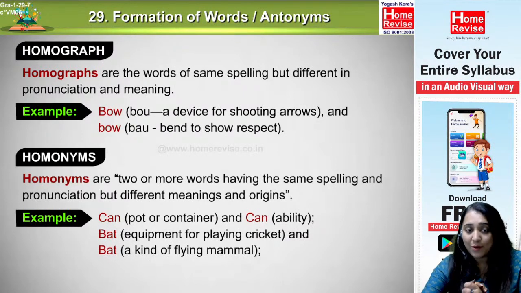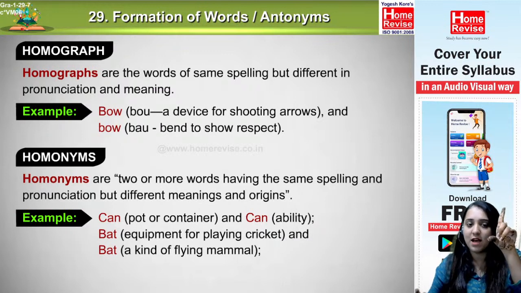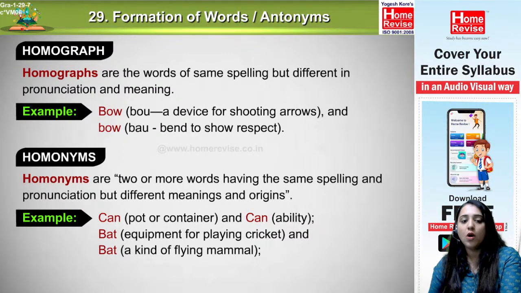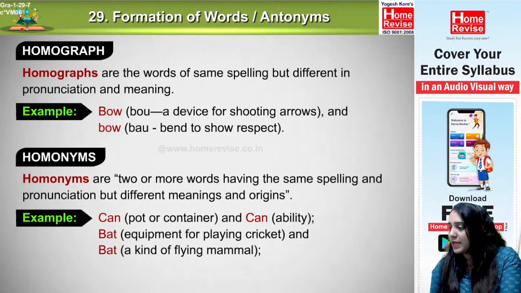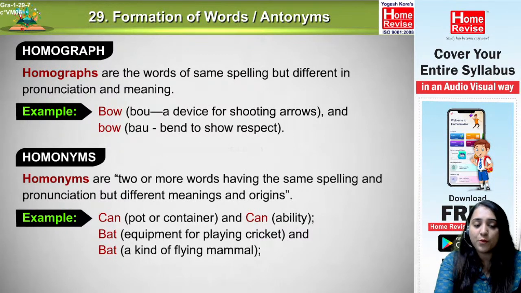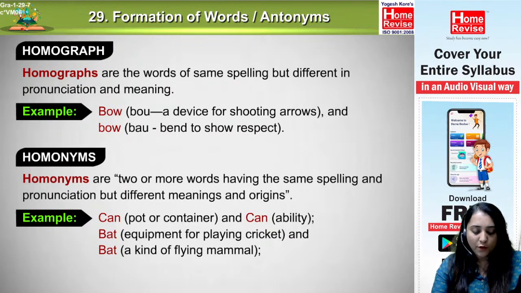Now everyone give me one example of homographs or homonyms. Let me see how many of you understood this. I want one pair of words from each one of you.